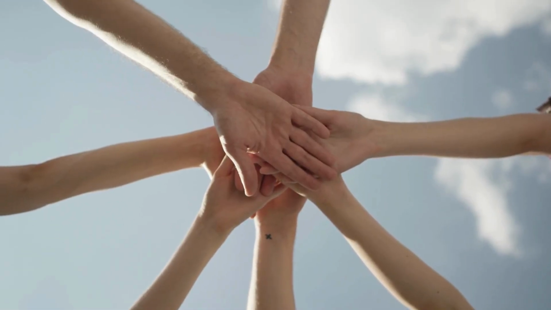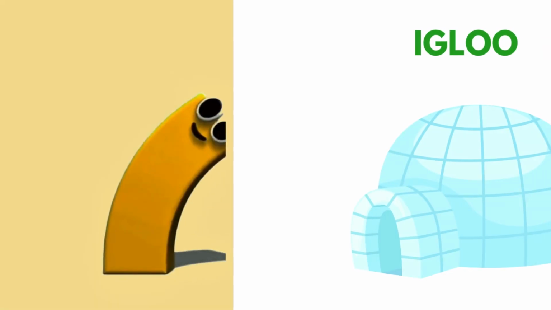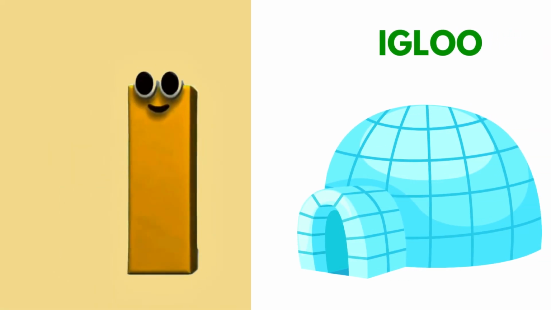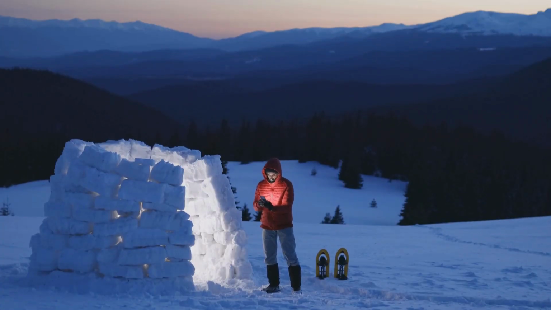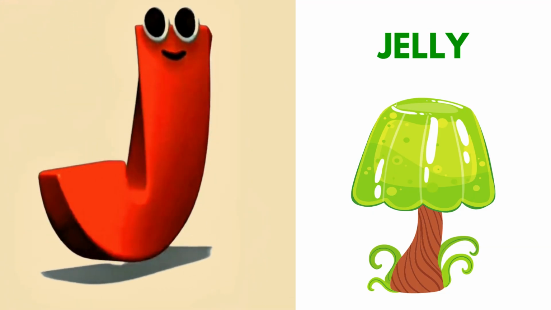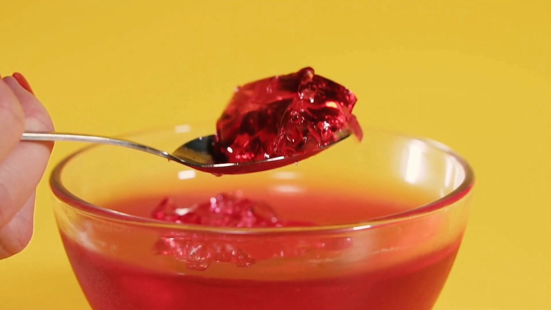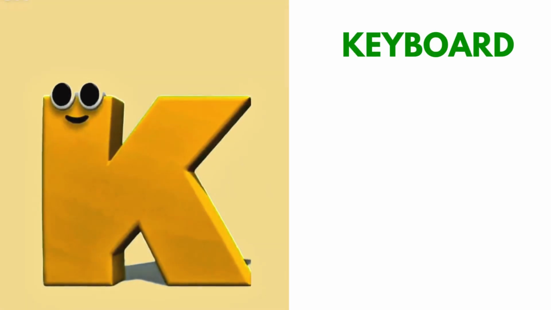Hand. H, hand. I is for igloo. Igloo. I, igloo. J is for jelly. Jelly. J, jelly. K is for keyboard.